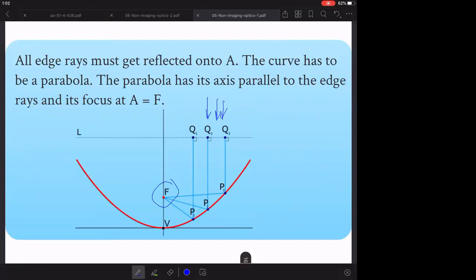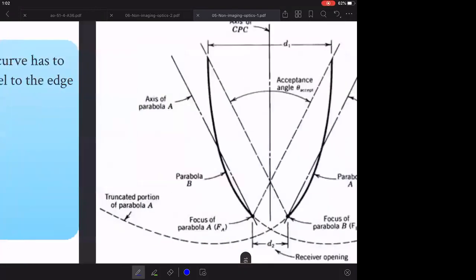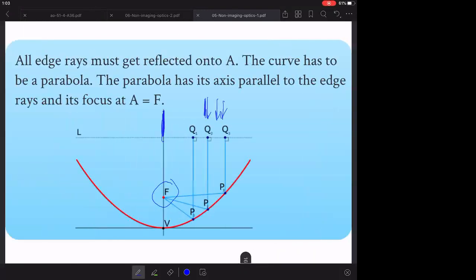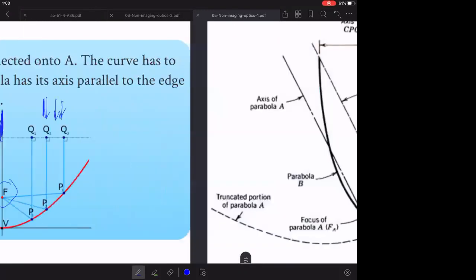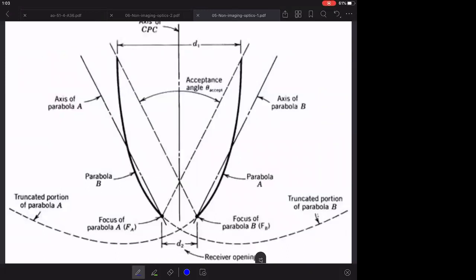Parabola has its axis parallel to the edge rays. So this is the axis of the parabola right here. It's parallel to the edge rays, and its focus is at F. Now let's put them all together. There are two parabolas, this parabola, and a reflected one on the other side. Let's focus on one parabola. This is the one we just looked at, and this is the rest of it. We can call this a truncated parabola, it's a solid line. And there's a reflected truncated parabola on the other side.